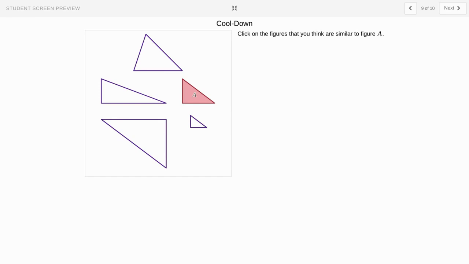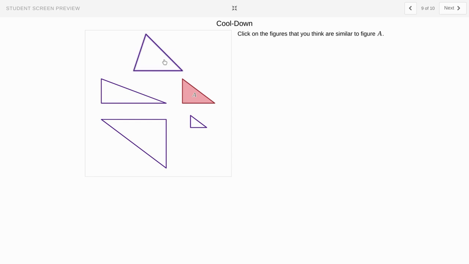Okay, cool down here. We are clicking on the figures that you think are similar to figure A. Which ones are similar to figure A? Remember, we have to squish or stretch, or we need to make it bigger or make it smaller on all sides. It's not just one thing.